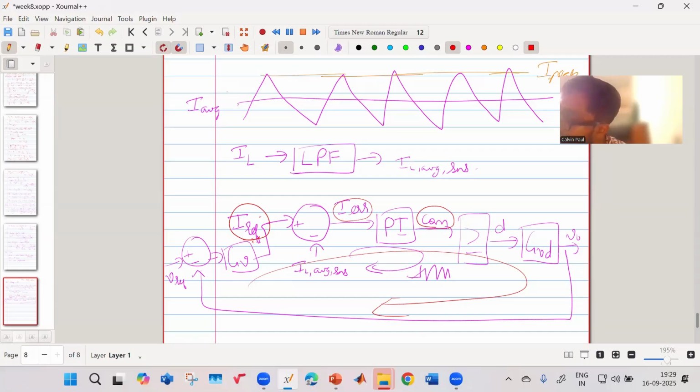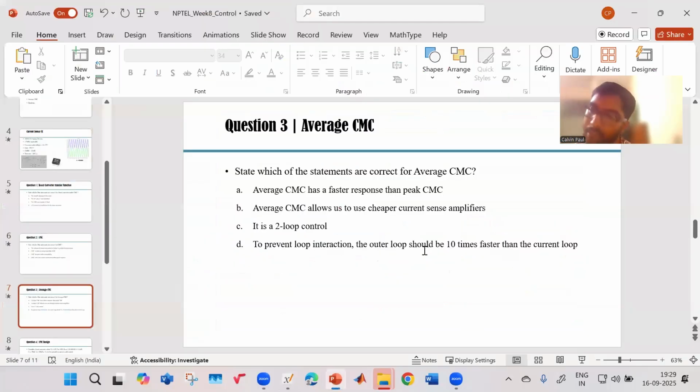So what you want is an inner loop which is faster and an outer loop which is much slower. Okay, so if you see the question, I intentionally framed it in such a manner that I wrote that the outer loop should be 10 times faster, but that is not correct. The outer loop is your voltage loop. It should be at least 10 times slower than your inner current loop. Okay. And as you have told, it is a two loop control. That is very good. Right? So any queries till this? Or I'll proceed to the next question.